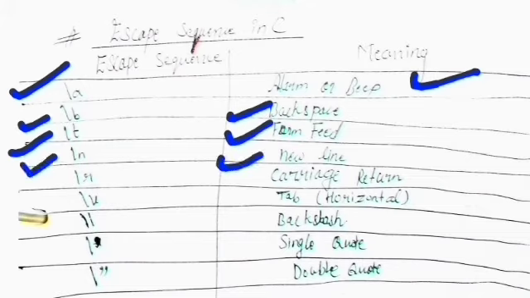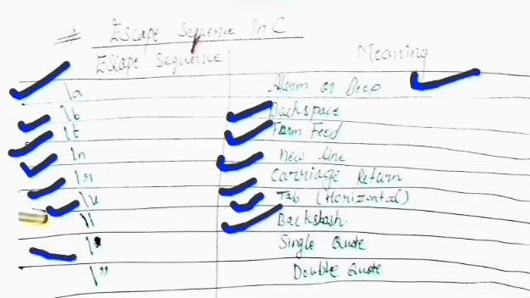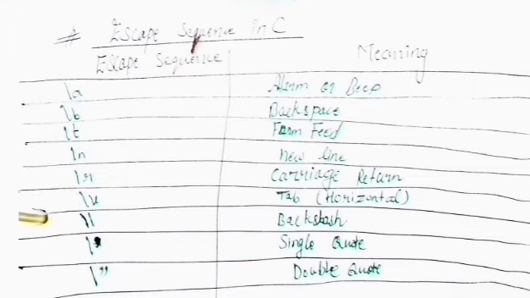It is also used for \t, which is for tab spacing, and \r represents carriage return, and \v represents vertical tab, and double backslash is your backslash, and \' is your single quote, and \" is your double quote. There are a lot of escape sequences here, but I discuss only these.